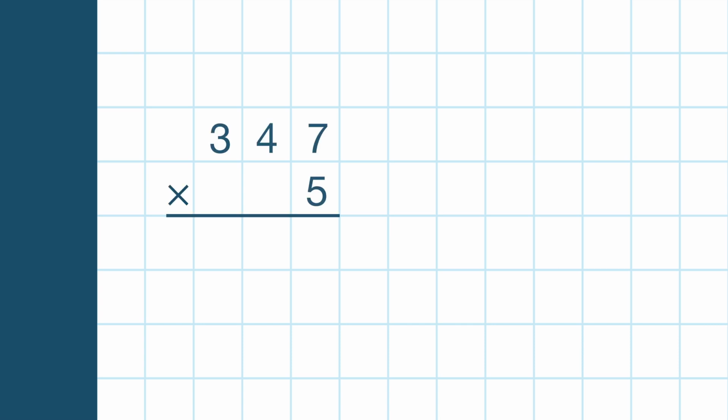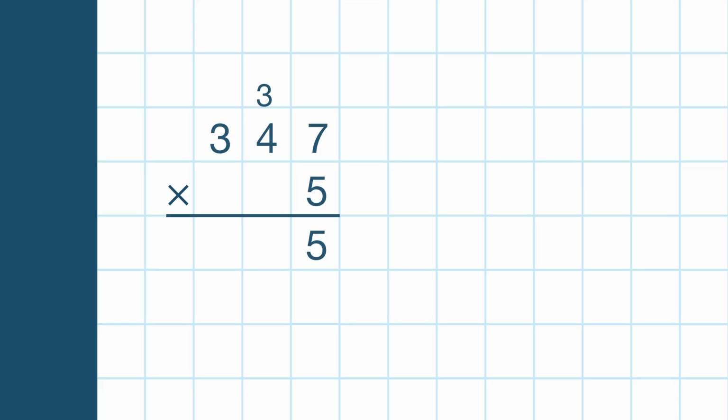347 times 5. Multiply the ones place. 7 times 5 equals 35. Write the 5 in the ones place. Carry the 3. Write a small 3 above the tens place.